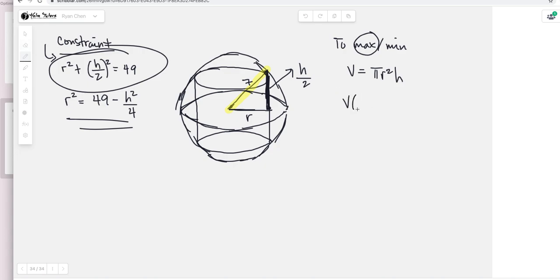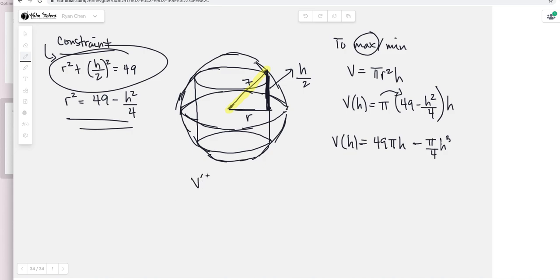So it's V of h, and it's going to be pi times, in place of r squared, we would put 49 minus h squared over 4, and then that is multiplied by h. So V of h is going to equal, well, if we distribute the pi and the h, we should write 49 pi h, and then minus pi over 4 h cubed, right? And what's the next thing I should do? There you go, because now we're all ready.